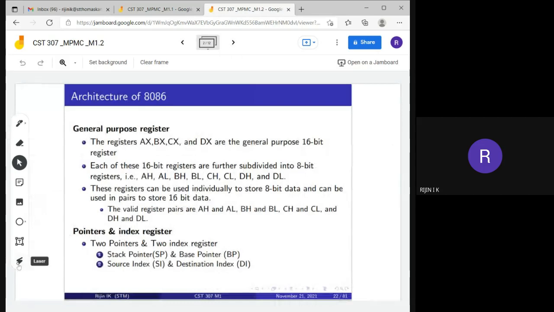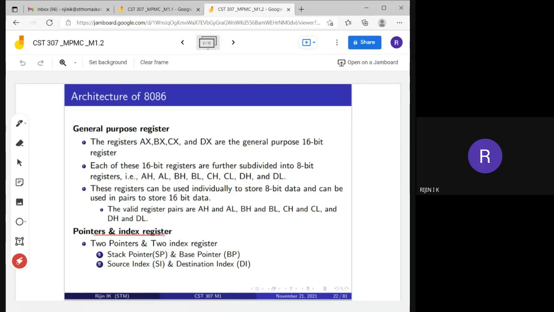First one is general purpose registers. There are 4 general purpose registers: AX, BX, CX, and DX. Each register is 16-bit in size, and we can also divide the registers into two 8-bit registers. That is, AX we can divide into AH and AL, BX into BH and BL, CX into CH and CL, DX into DH and DL. So these registers can be used individually to store 8-bit data, and also as a pair to store 16-bit data.